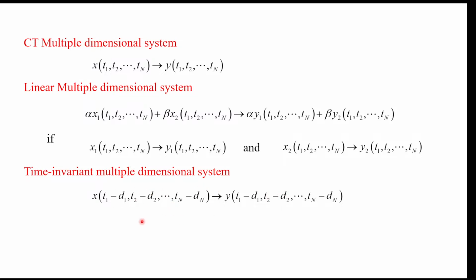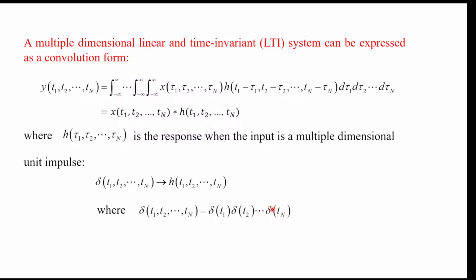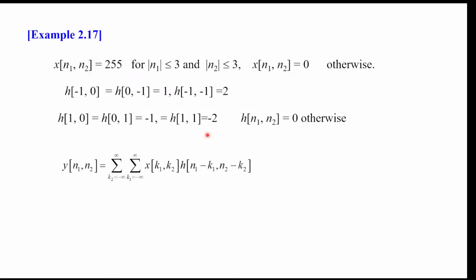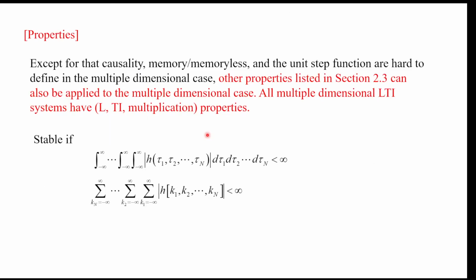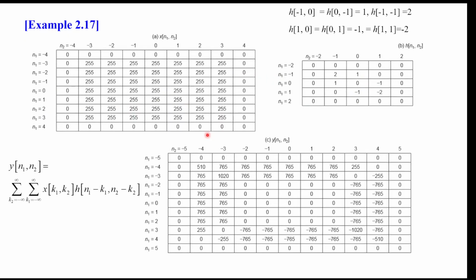You want the time delay on every dimension, etc. Okay, and you can similarly write a convolution for the multi-dimensional system, etc., and analyze your multi-dimensional system. I guess a good example of a multi-dimensional system is the image. So you can look at your image as a two-dimensional system. So this is a discrete two-dimensional system. And you can do an LTI system that calculates the boundary of your image.